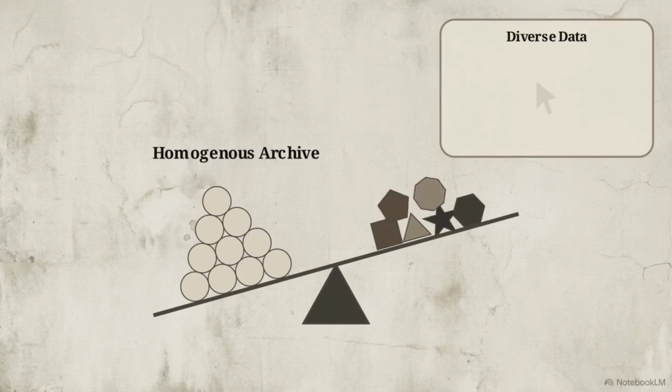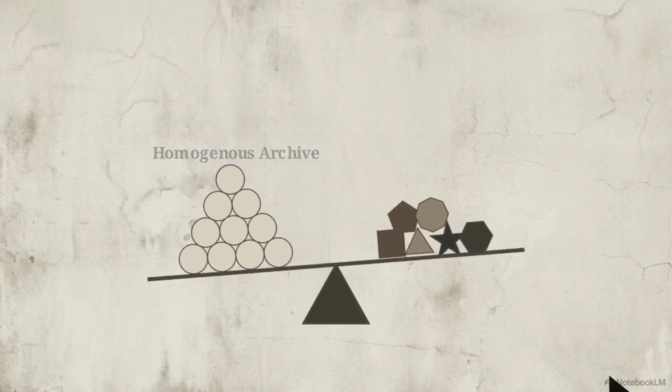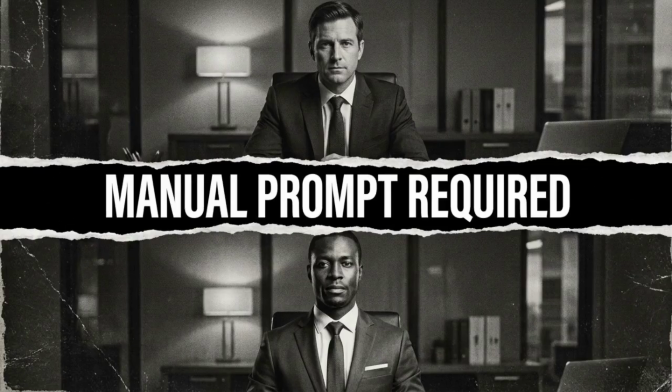Developers must manually curate better datasets to recalibrate the machine's scales. If this machine is supposed to represent all of us, why do some of us still have to remind it that we exist?